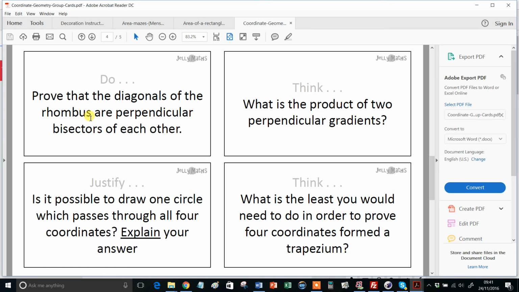Then let's step it up a little bit. Prove the diagonals of the rhombus are perpendicular bisectors. How are the students going to do that? Think of all the skills that are coming into play here. And then this one now. God almighty, I've been thinking about this one myself. Is it possible to draw one circle which passes through all four coordinates? Whew, tricky, but doable and involves a lovely piece of mathematics. So in those four questions, think how much stuff is covered there.